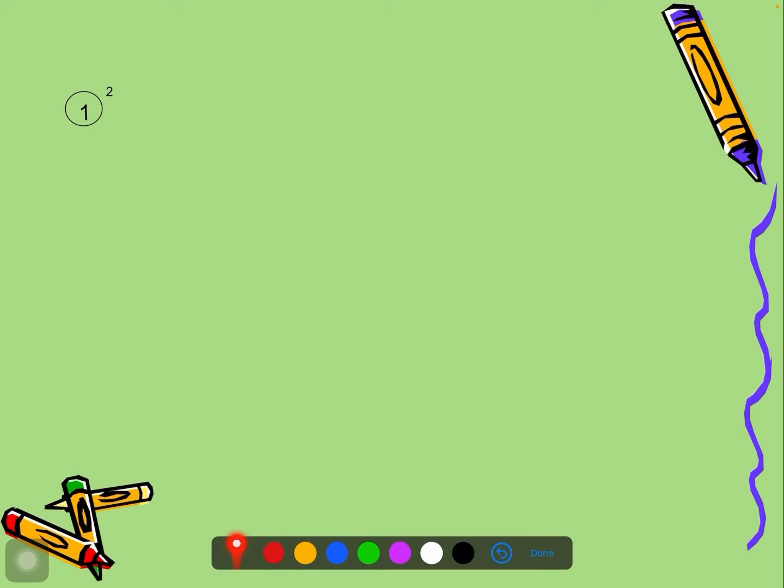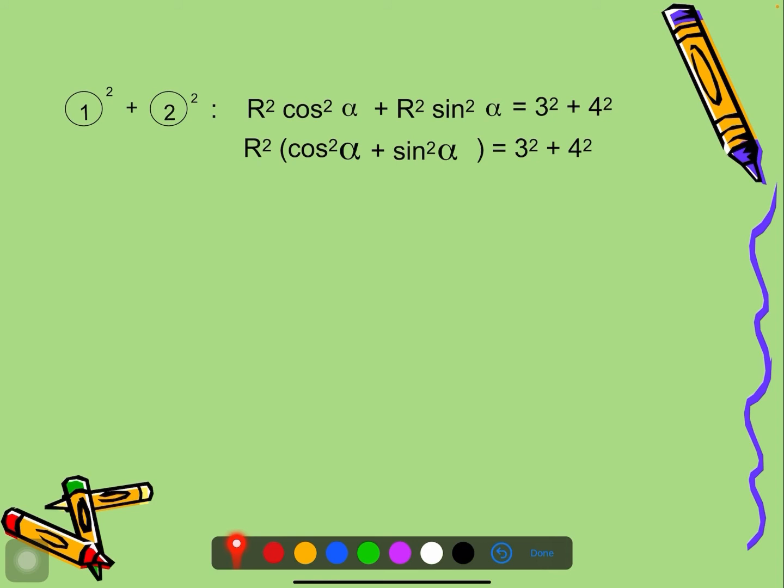So equation number 1 we square, and then plus equation number 2 we square also. So this one will be r square cos square alpha plus r square sin square alpha equals 3 square plus 4 square. And we will have here, since r square happens twice, we factorize, and in the bracket we have cos square alpha plus sin square alpha, which just brings us the value of 1.